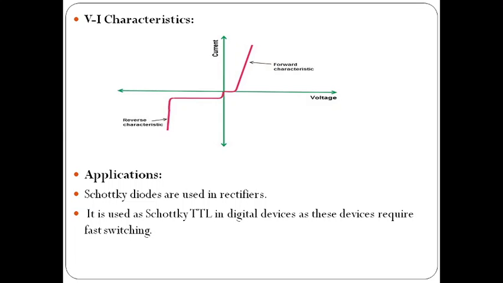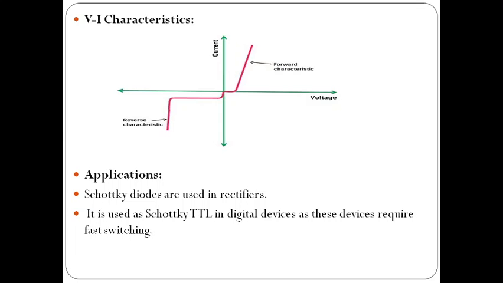And the characteristics of the Schottky diode. It looks like our normal PN diode, but the only difference is the cut-in voltage is very small in the Schottky diode. I said it is 0.15 volts to 0.45 volts. In the normal PN junction diode, it is 0.6 to 0.7 volts. So due to that, the power dissipation is very small. In forward bias, it is similar to the normal PN junction diode.